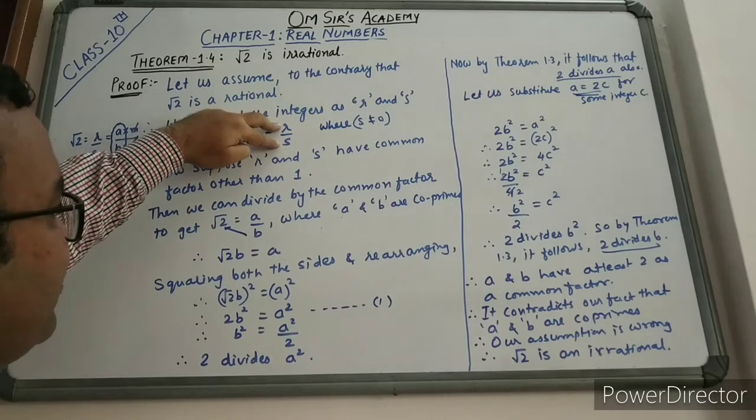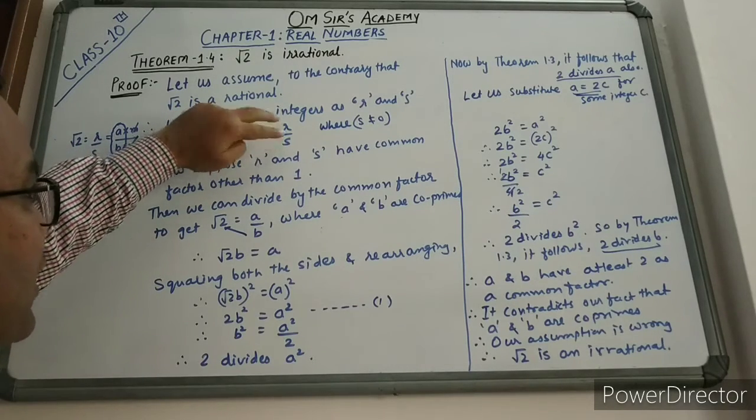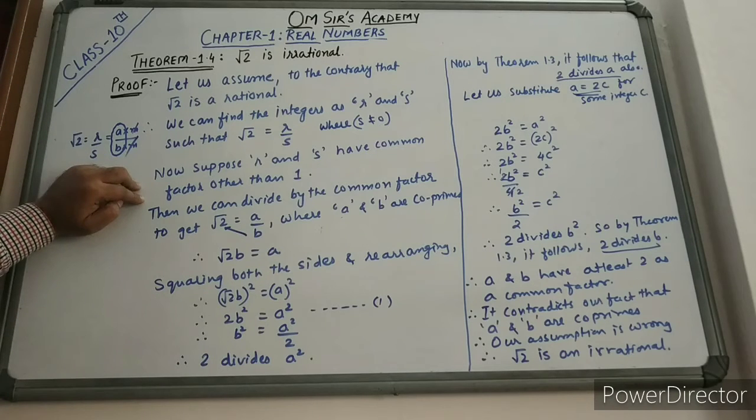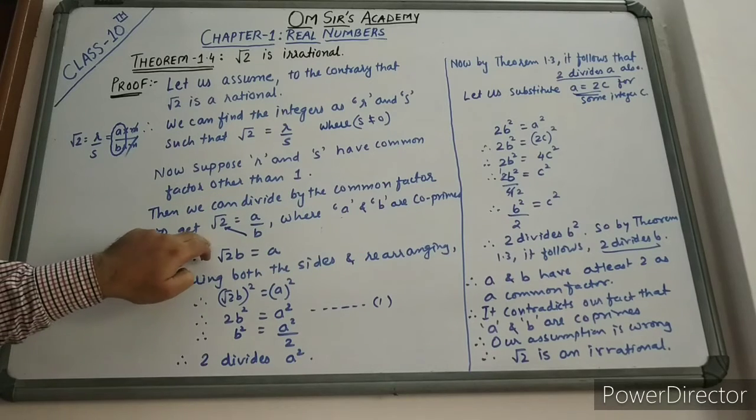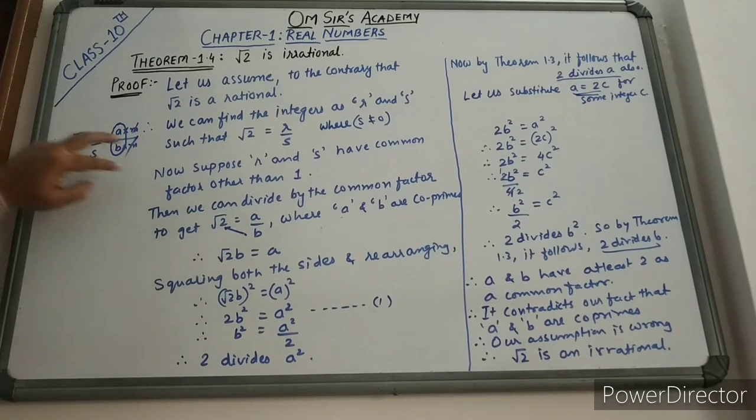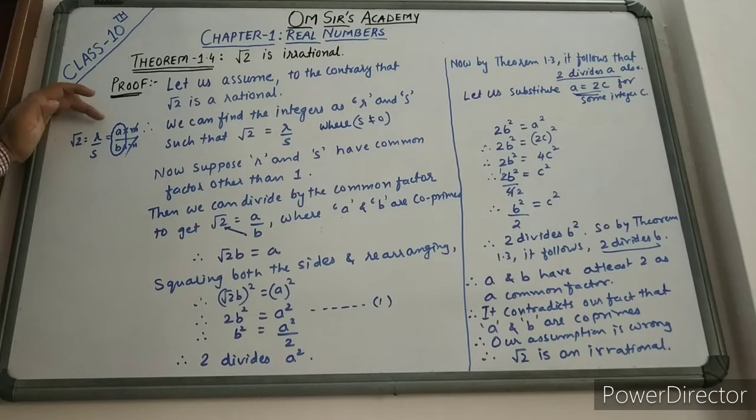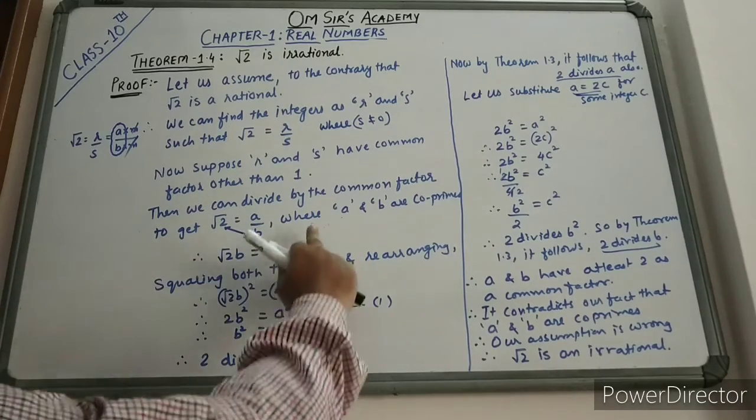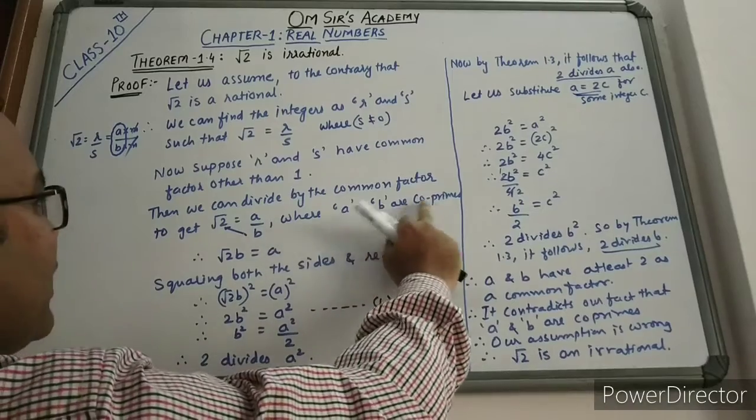मान लेते हैं कि ये जो p by q फॉर्म या r by s फॉर्म था, उसमें कोई कॉमन फैक्टर है other than 1. Is it clear? So if we divide by the common factor, we get root 2 equals a upon b. If we divide this and simplify it, then we get root 2 equals a upon b, where अभी इसको further division possible नहीं होगा. That means it will be the simplest form. So a and b are co-primes.